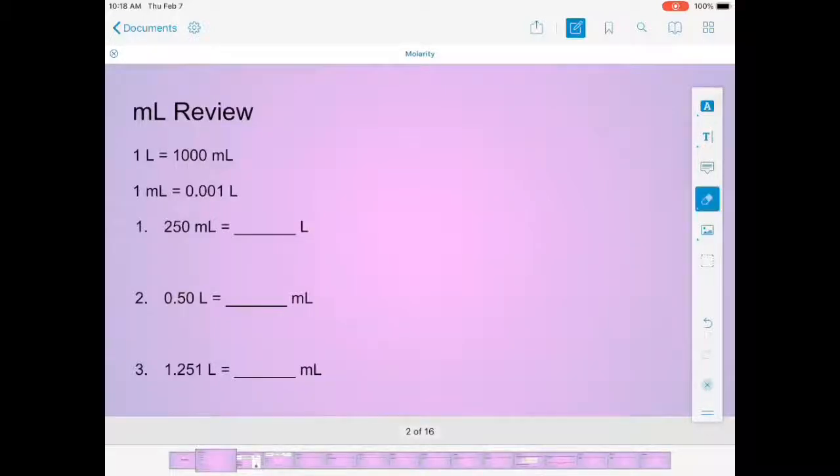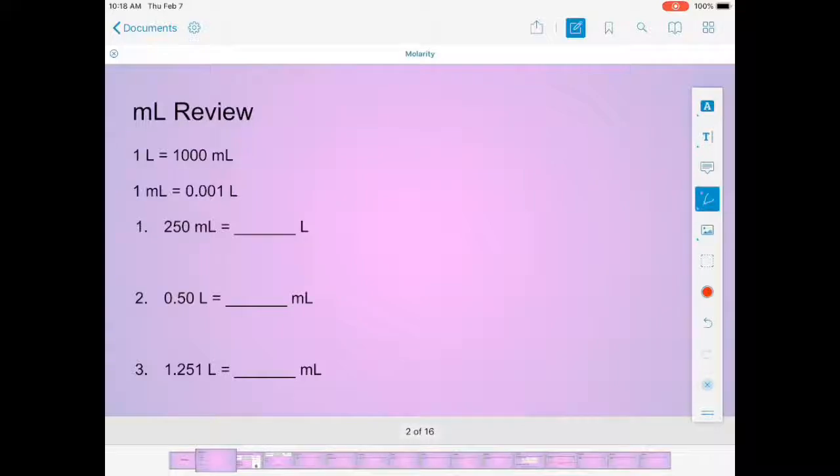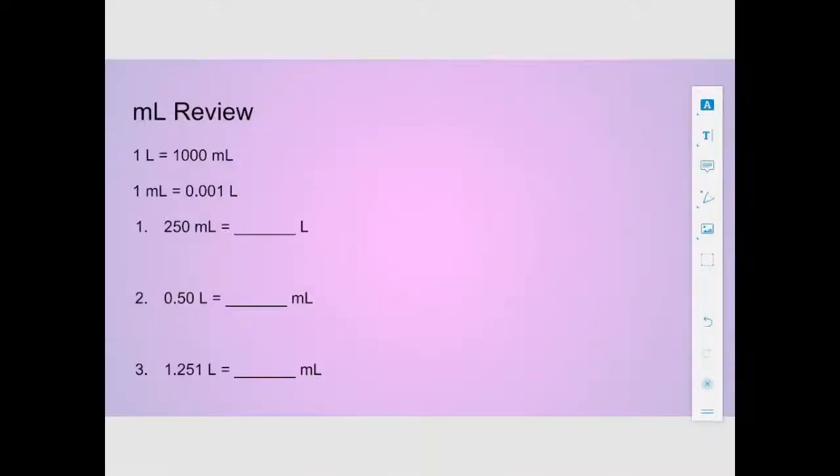Now, before we really get into molarity here, we do need to make sure that we remember milliliters and liters. These kind of things can be pretty hard for students, and so I like to go over them here. Just remember that 1 liter is equal to 1,000 milliliters, or 1 milliliter is equal to 1/1000th of a liter. And really all you have to do is move your decimal point back and forth 3 places.